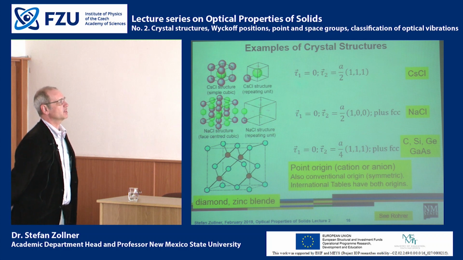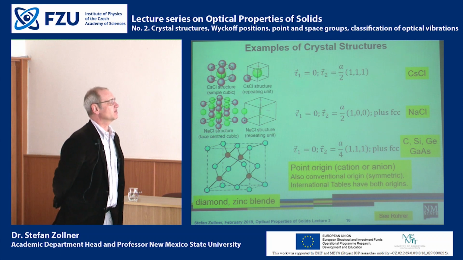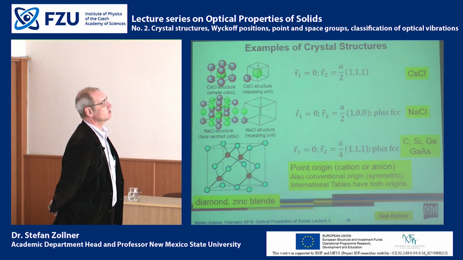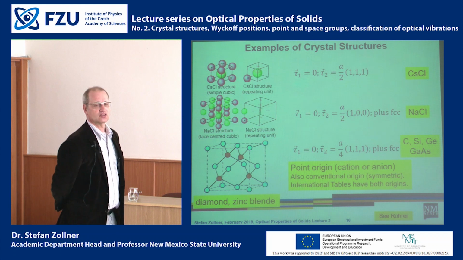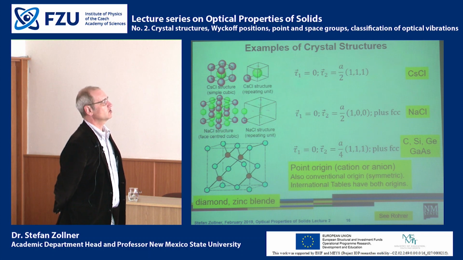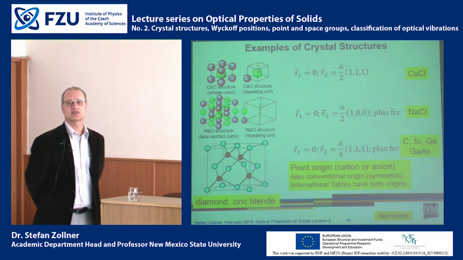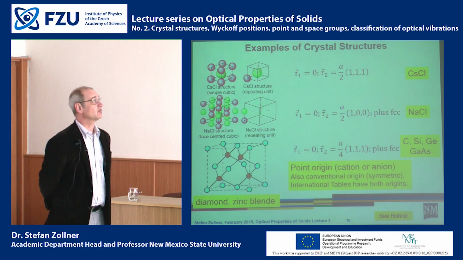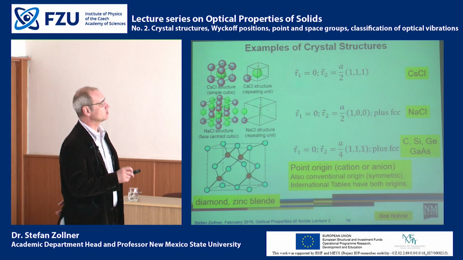And that is more symmetric. And that can be a center of inversion. And that is called the conventional origin. So when you look in the international tables, you will see conventions for both origins. While they are equivalent, they do have a significant impact on what exactly the symmetry operations look like.